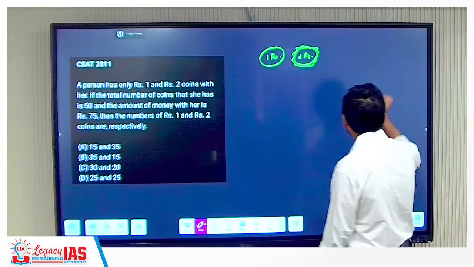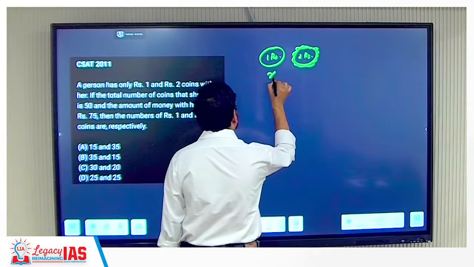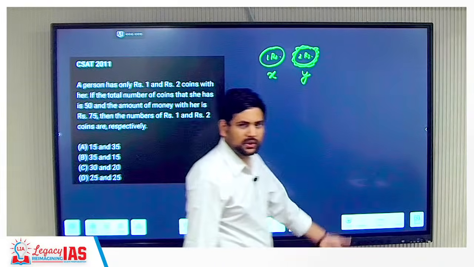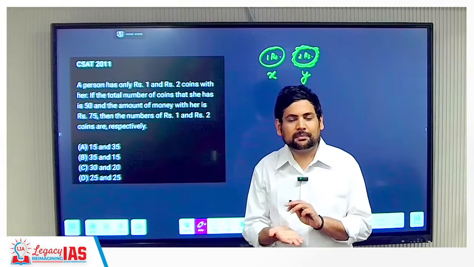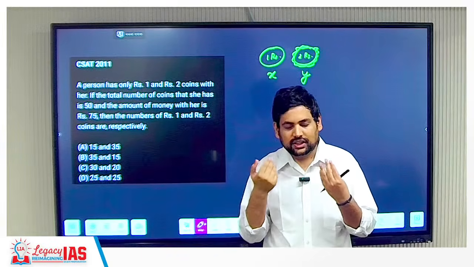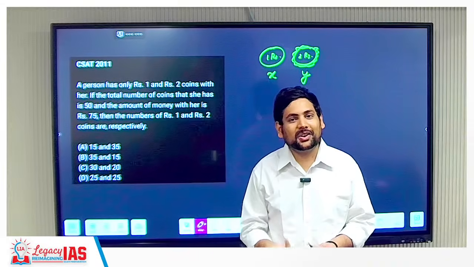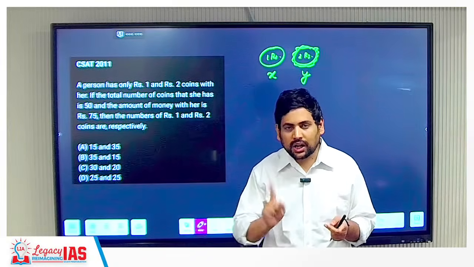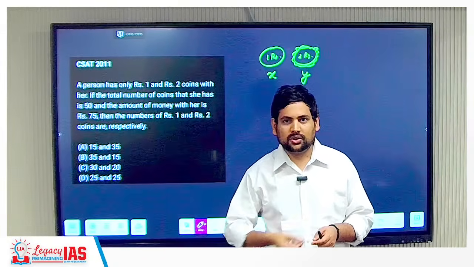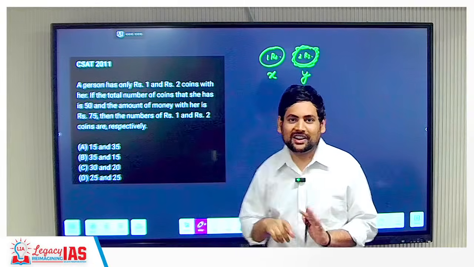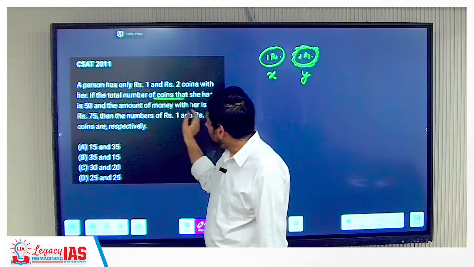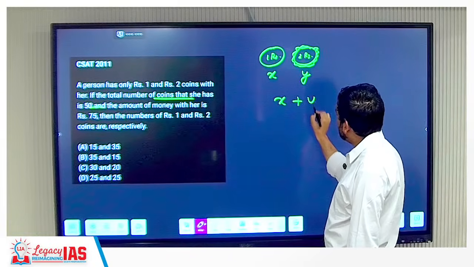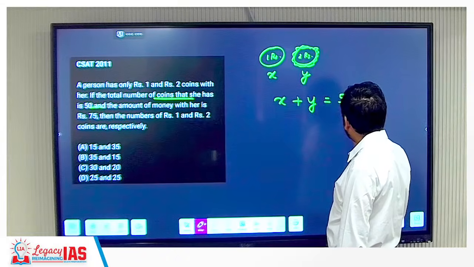So what you can assume is, let's say the number of 1 rupee coins is x, and the number of 2 rupee coins is y. This is the number of coins, correct? For example, if I ask you to close your eyes and count how many coins you have, you don't know which one is 1 rupee and which one is 2 rupee, but you can count the number of coins. Just by touching, this is 1 coin, 2 coins, 3 coins, that much you can do. This is what he has done in the initial part. Total number of coins is 50. That means the number of 1 rupee coins plus the number of 2 rupee coins is equal to 50.